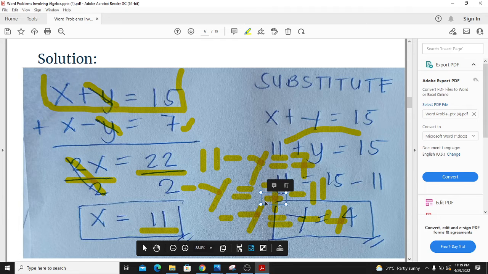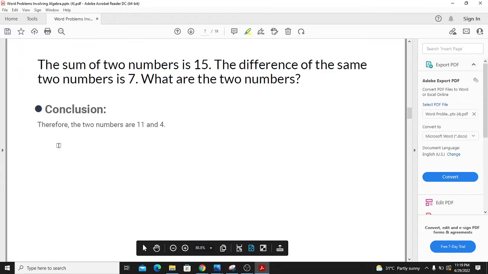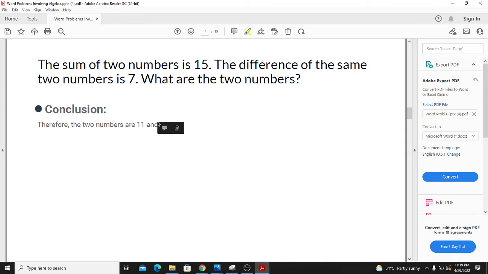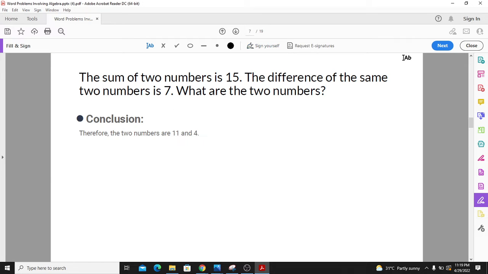So divide both sides by negative 1. Basically, I'm sorry, y is equal to 4. So we have the same answer. So therefore, the conclusion, the two numbers are 11 and 4. When we add them, 11 plus 4 is equal to 15. And when we subtract them, 11 minus 4 is equal to 7.